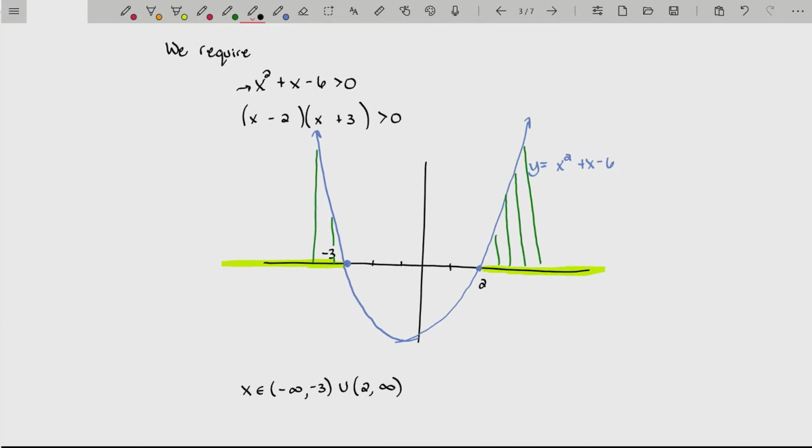Now, a lot of people don't like to do that. They like to use sign charts. You're more than welcome to use sign charts. However, I personally find that sign charts are a little bit too algorithmic, and they don't lead to better graphing skills. And to be very honest with you, all of us need to have better graphing skills. So it's better to practice solving inequalities via graphing.